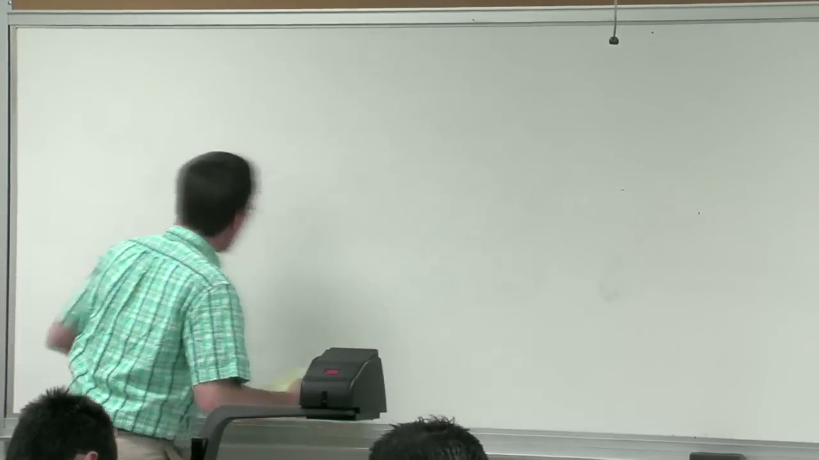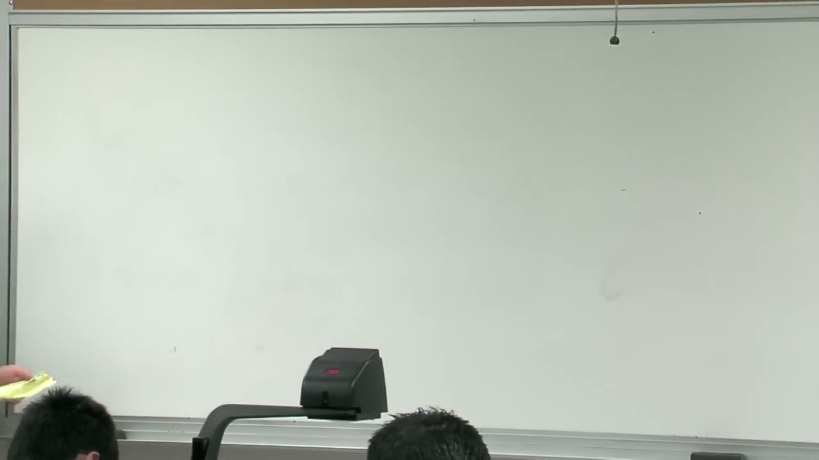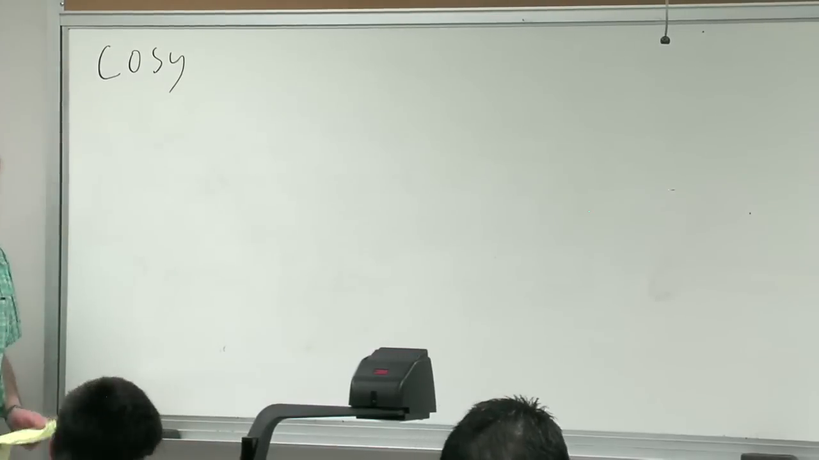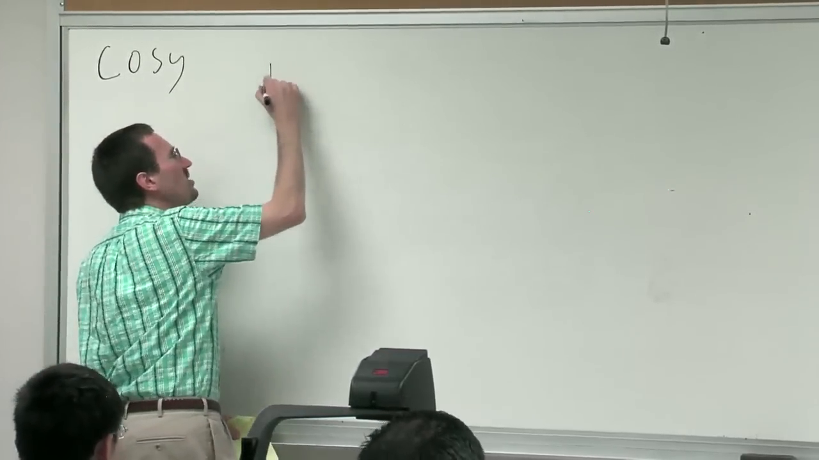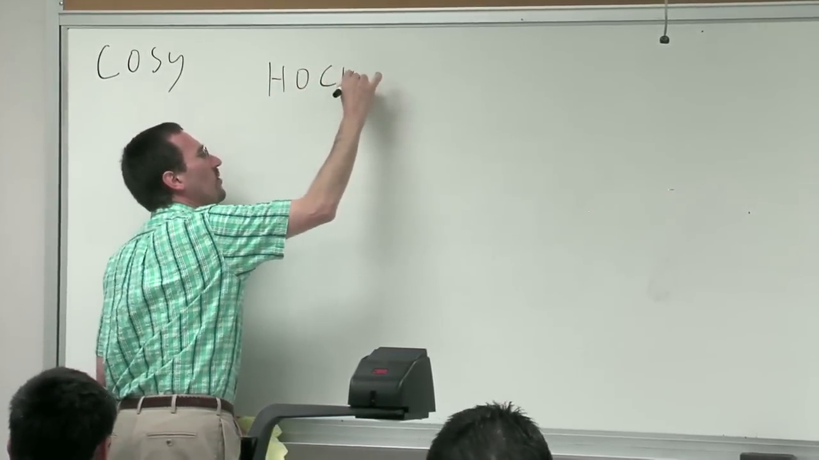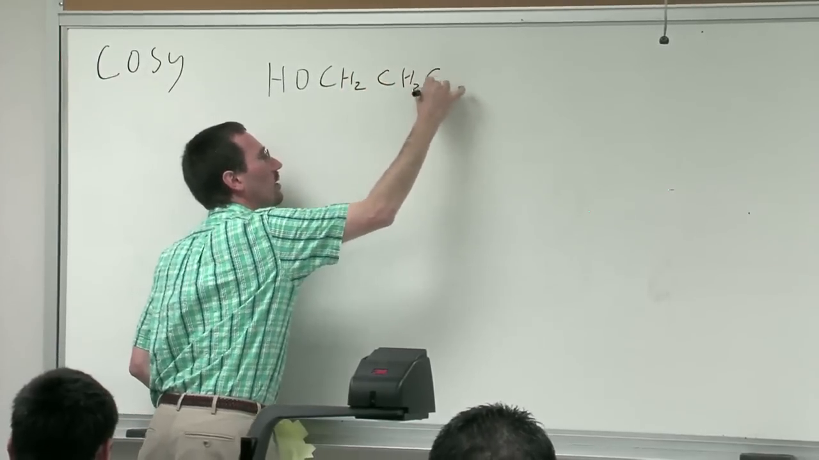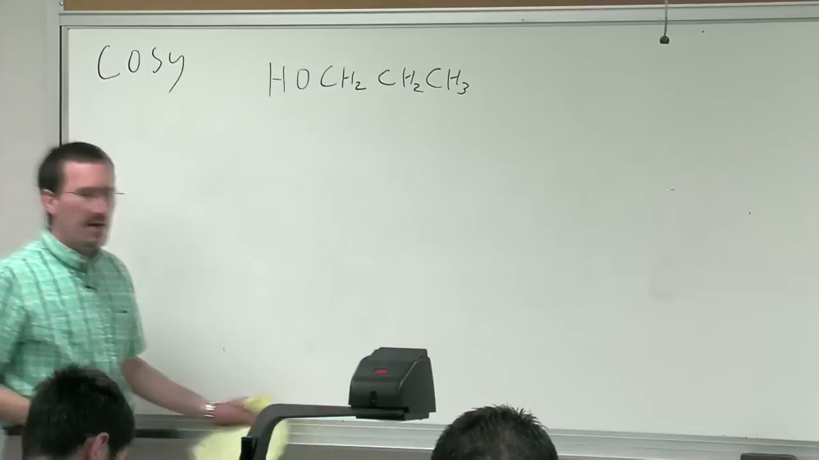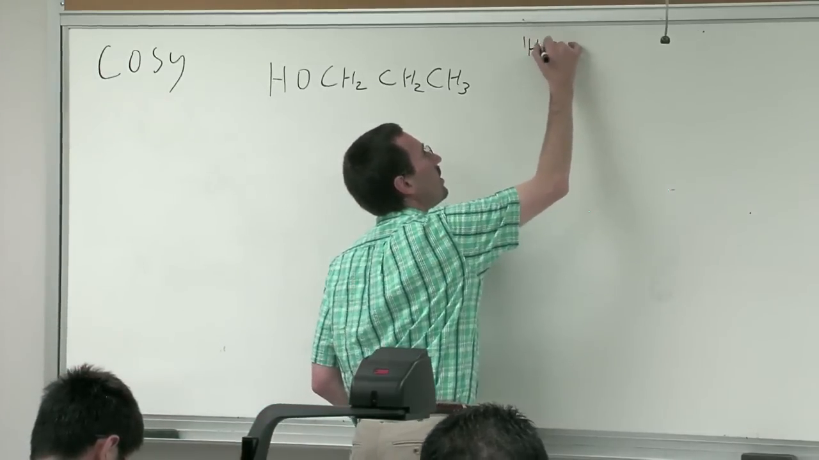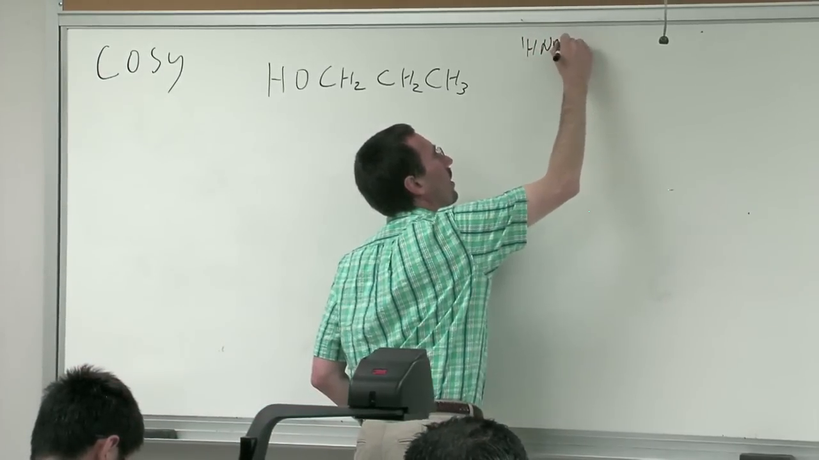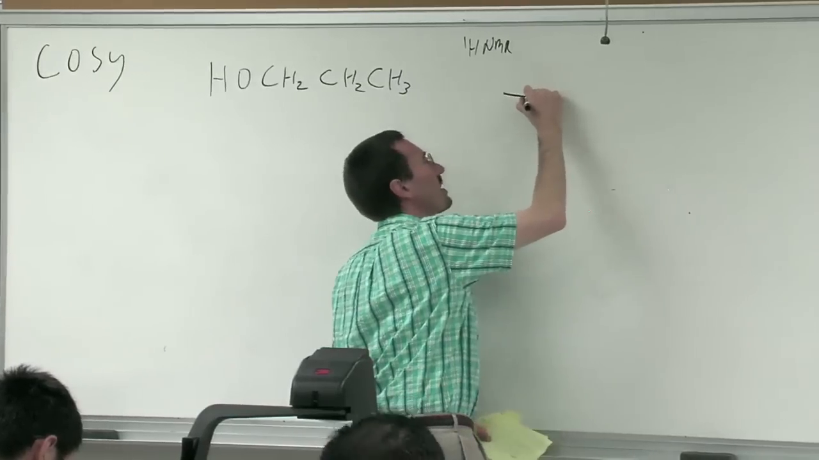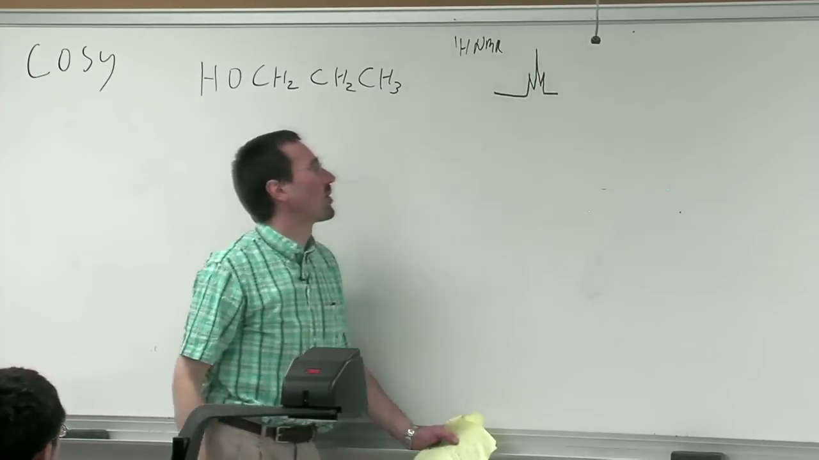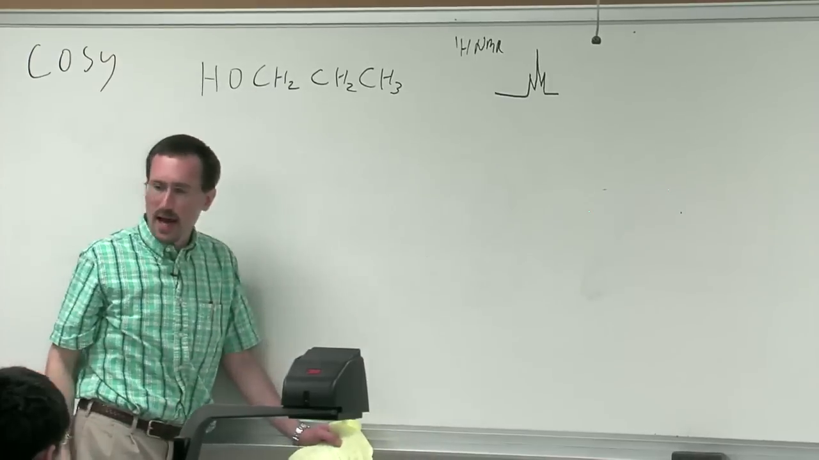All right. Let's start with COSY and HMQC, and let me just show you the general gist of the two experiments. So let's start with COSY. And imagine for a moment that you have propanol. And so if you think of your H1 NMR spectrum of propanol, you'll probably think of something that looks like this. You'll see a triplet with a 1-to-2-to-1 triplet for the CH2 that's next to the oxygen.